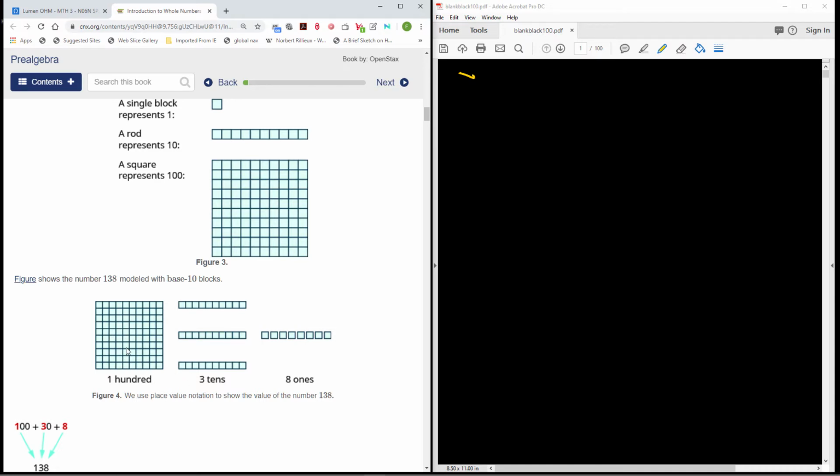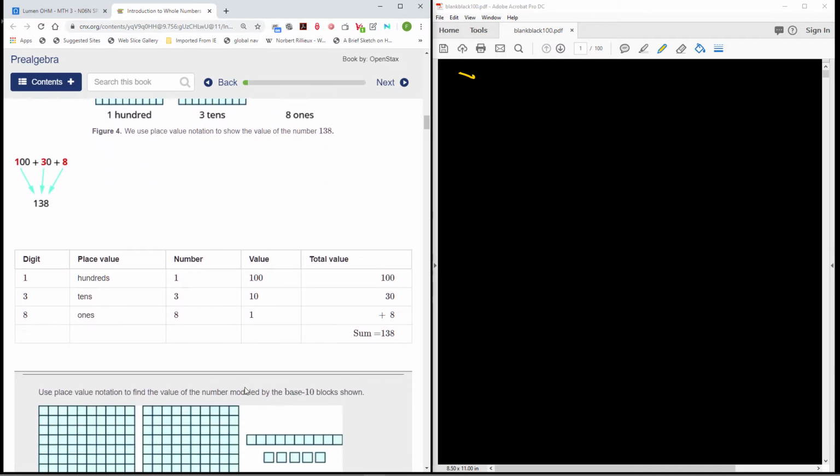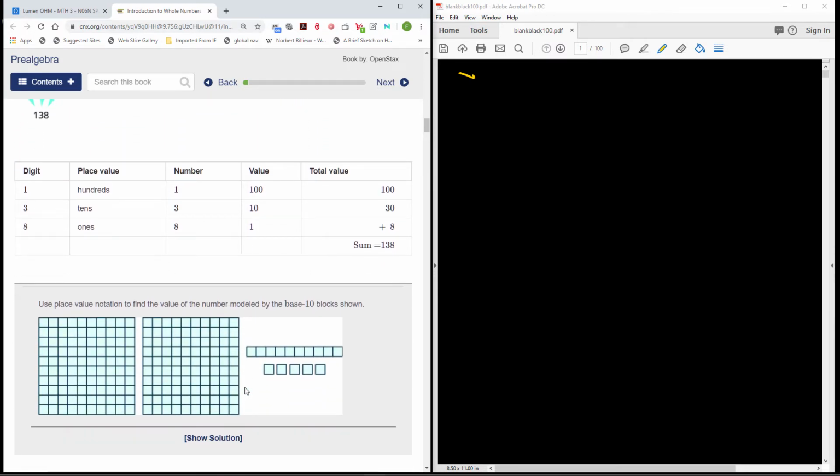Notice they have a block here of 10 by 10, which gives you 100. Each one of these is 10, and this is 8. So we see these blocks here. How many does it appear that we have? We have one block that represents 100, and another block that represents 100. Then we have one block of 10, then one block of 5.